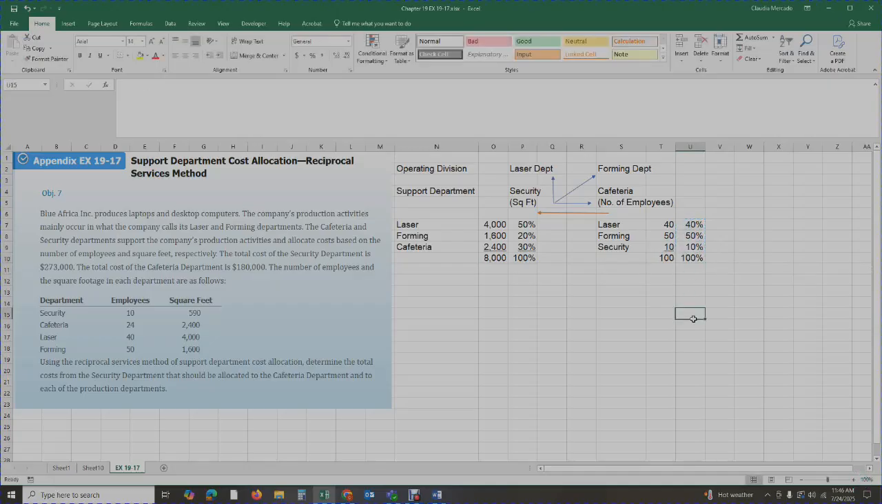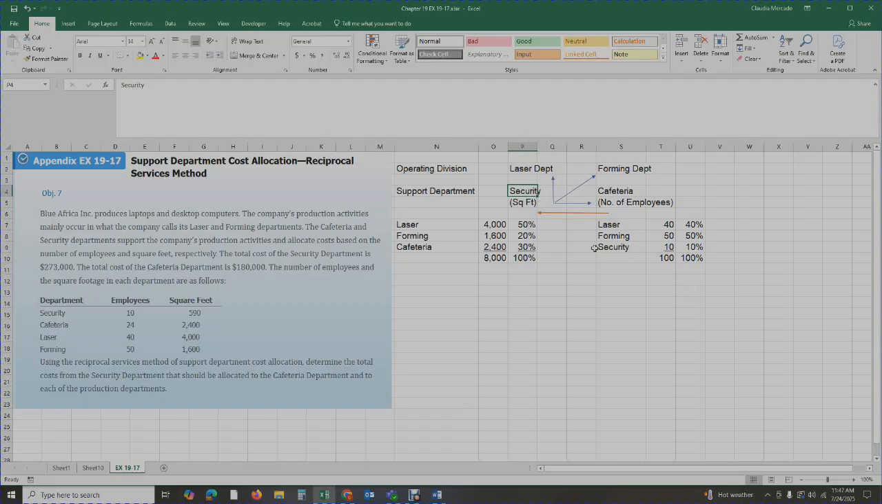Okay, so I hope I have not lost anybody there. Up to this point, all we did was figure out that I've got my operating departments, the ones that actually make the product, and I've got my support departments, the security and the cafeteria. The question asked me to distribute my security cost to the laser, the forming, and the cafeteria.